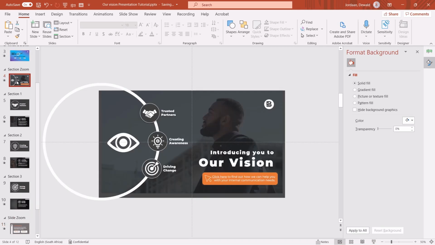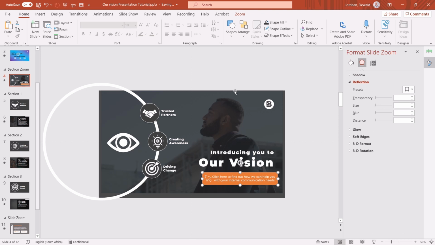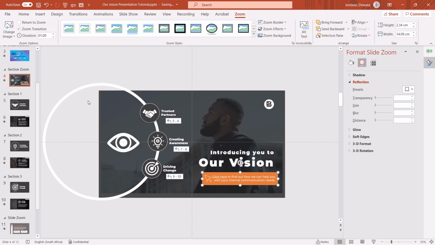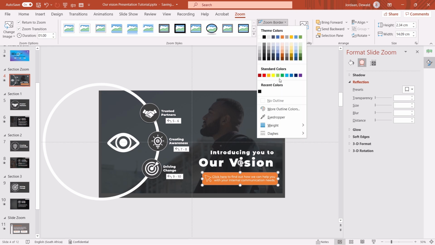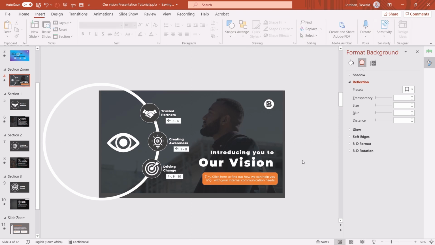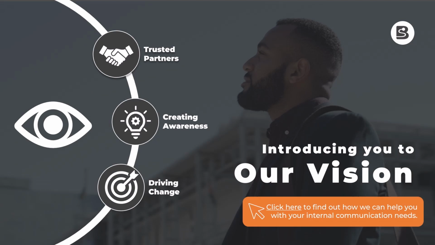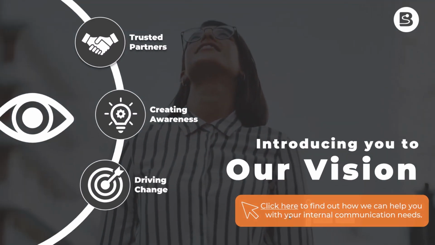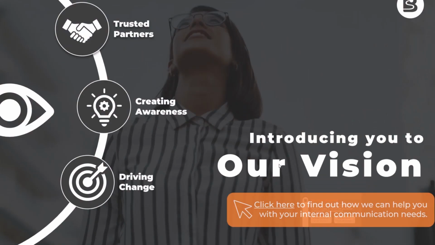We automatically want it to go back to the main slide. So what we would then do is activate the return zoom, and then also just on the zoom border we're going to say no outline, so that our image now has no outline and it's able to transition back to the original slide it came from.